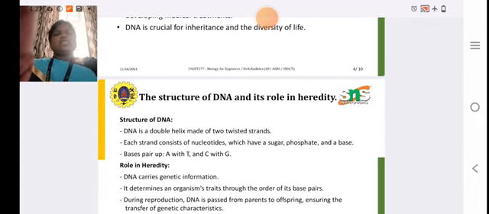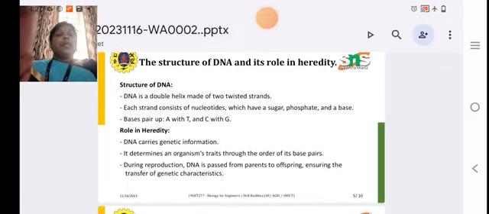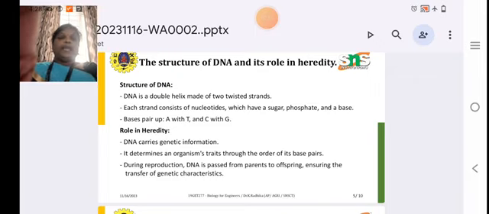Then, let's see the structure of DNA and its role in heredity. The structure of DNA: DNA is a double helix made up of two distinct strands. Each strand consists of nucleotides which have a sugar, phosphate, and a base. Bases pair up: A with T and C with G. Role in heredity: DNA carries genetic information. It's a very important role of DNA. It determines an organism's traits through the order of its base pairs. During reproduction, DNA is passed from parents to offspring, ensuring the transfer of genetic characteristics.